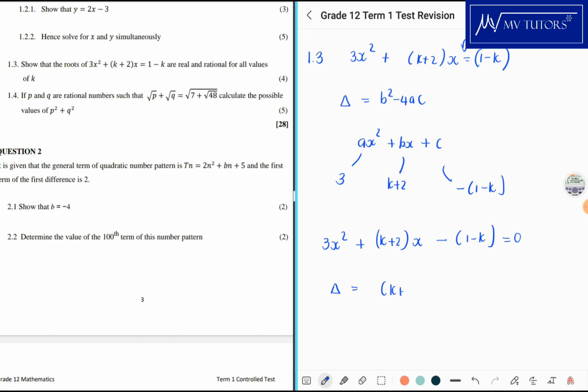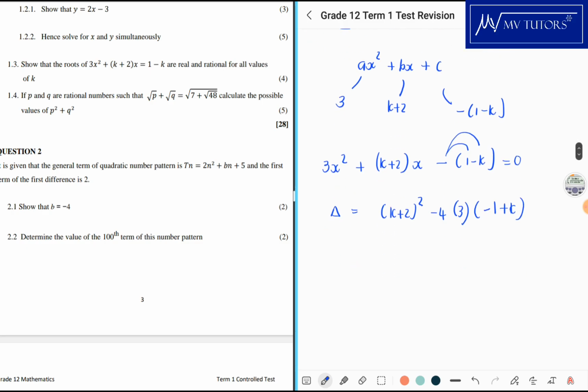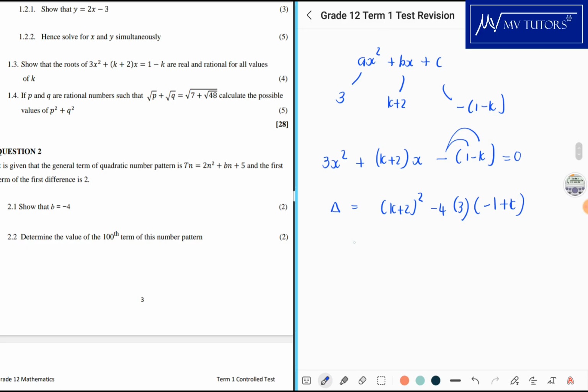So we're going to have k plus 2 squared minus 4. A is 3 and c is negative, if I multiply it in, negative 1 plus k. Okay, I hope that was okay. And then let's just continue working it out. Alright, we said rational takes precedence, so this is the square. So that is what we mean with rational. Remember that the discriminant is the square of a rational number when the roots are rational.